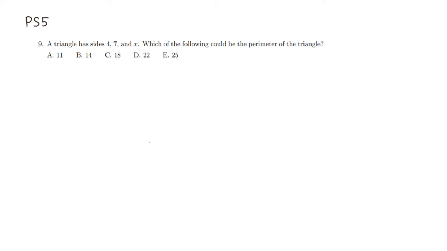Alright, so using the triangle inequality, which basically says that the sum of the lengths of two sides is always going to be greater than the length of the third side. So you have 4, 7, x. You can have three inequalities. So you can add the first two together. So 4 plus 7 is greater than x.